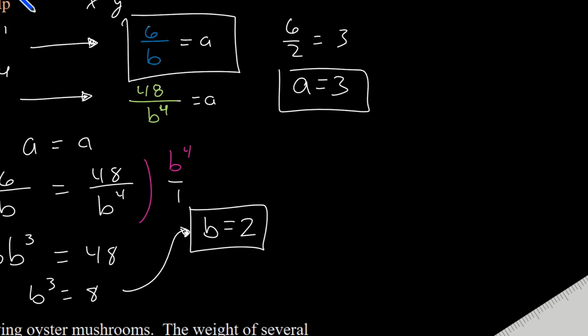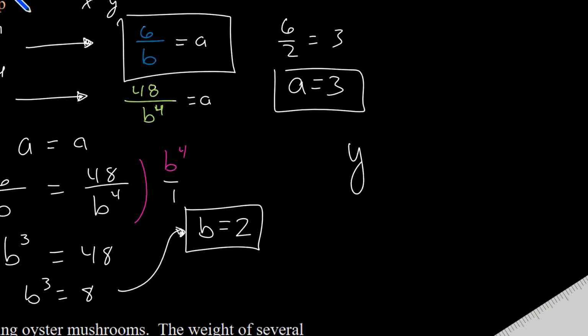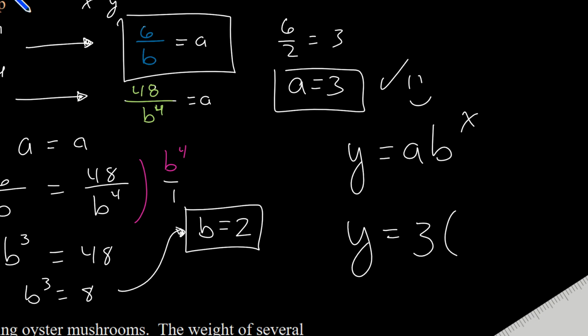So now we're ready to write our answer, right? Remember, we're looking for something in the form y equals AB raised to the x power. We know that A is 2, so I write y is equal to 2. Nope. No. A is 3. It's right here. Look at it. Okay, I see it. Pay attention. Y is equal to 3 times 2, that's B, raised to the x power.